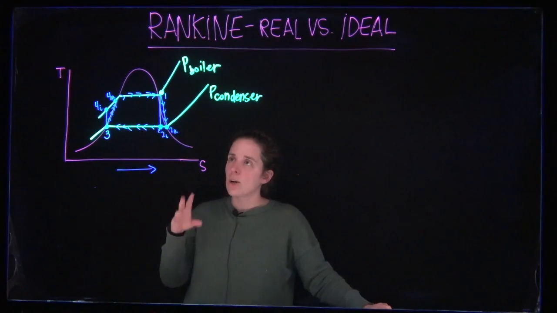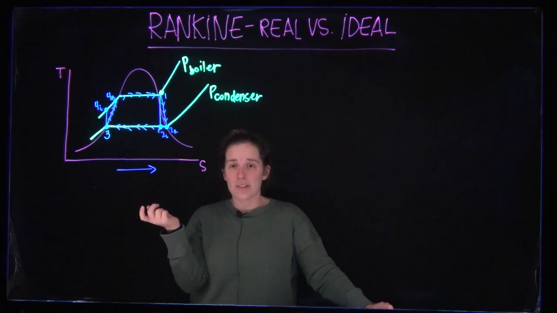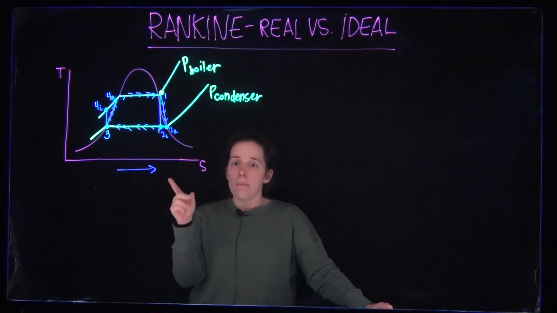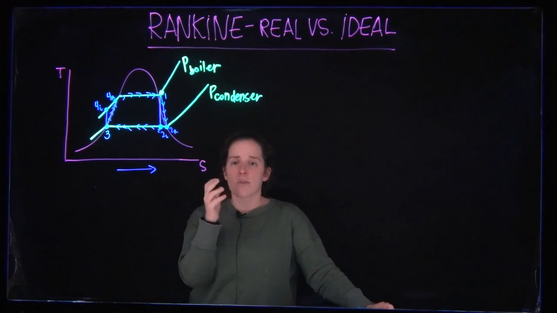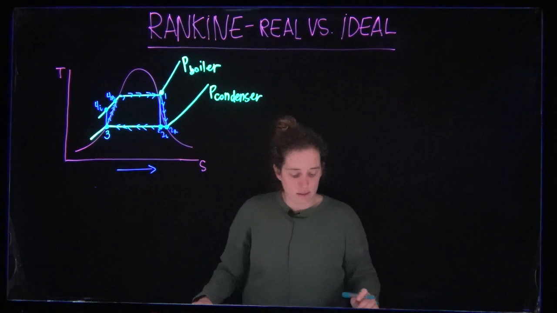So again, in a turbine, that means we're going to get a little less electricity than we would like. In a pump, it means that we're going to have to put a little more energy in than we wanted to pay for because friction is present and there's going to be losses.